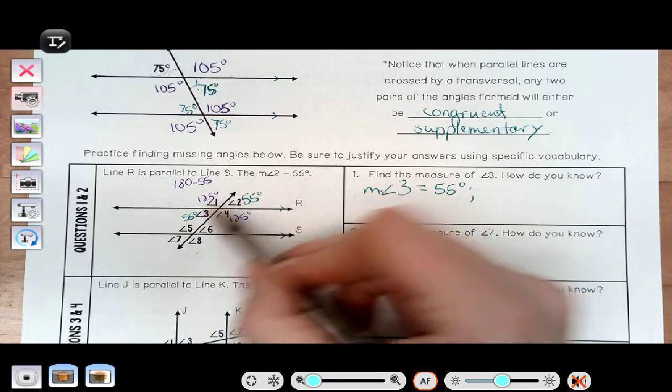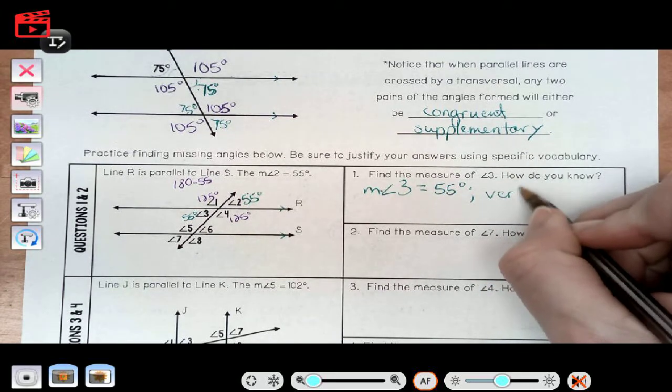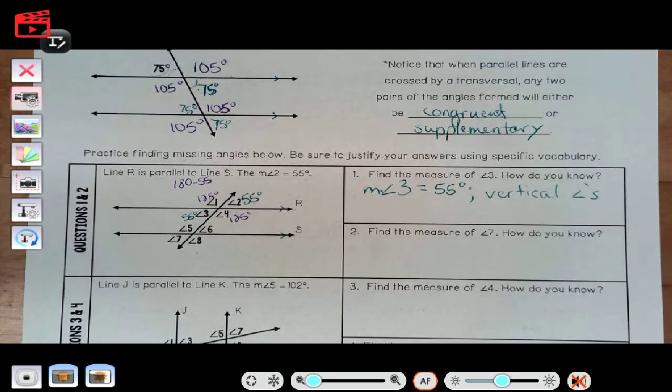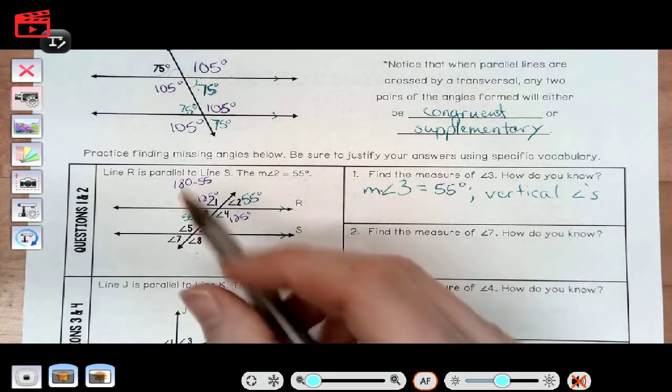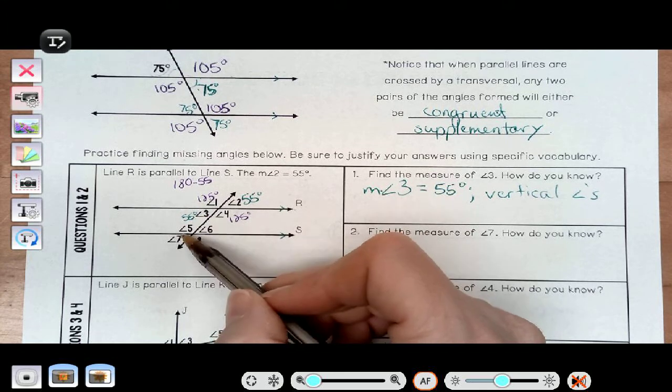Well, it's vertical angles. I'm just going to say vertical angles. Good enough. In fact, I'm going to even abbreviate it more. Okay? Find the measure of angle 7. Well, if I'm looking at the measure of angle 7 here, and I know the more you practice, the easier it'll get.